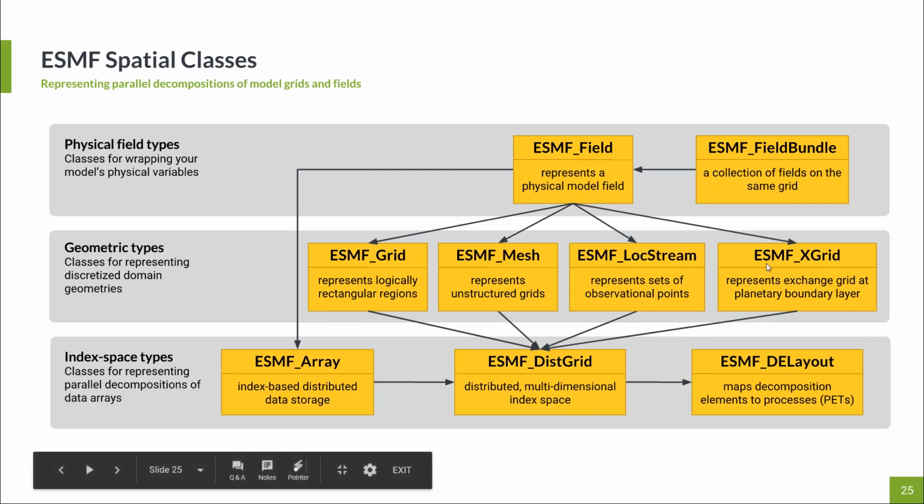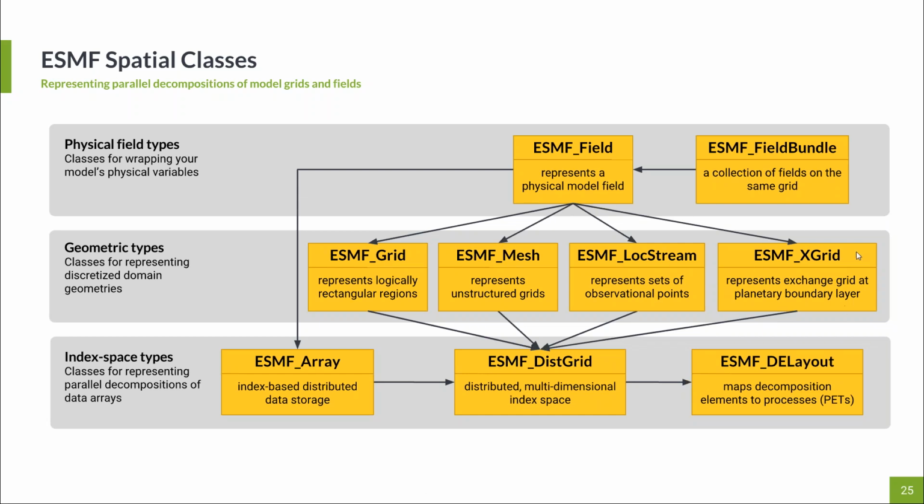In the middle, the geometric types are the ones that I mentioned, the grid, the mesh, the log stream. There's a fourth one that I haven't mentioned yet, which is called the X grid or the exchange grid. This is a special kind of grid, a super grid made up of the combination of multiple source grids. And this was a method designed by GFDL in their climate model, which is now being used in multiple other institutions. And it's a way to ensure conservation, for example, at the surface, between the atmosphere and the surface. So that is a specialized type of grid which we support in ESMF, the exchange grid.